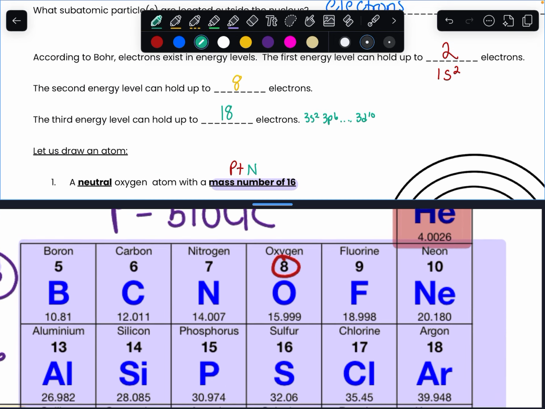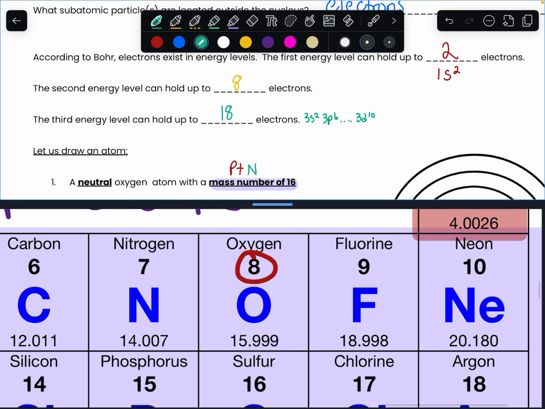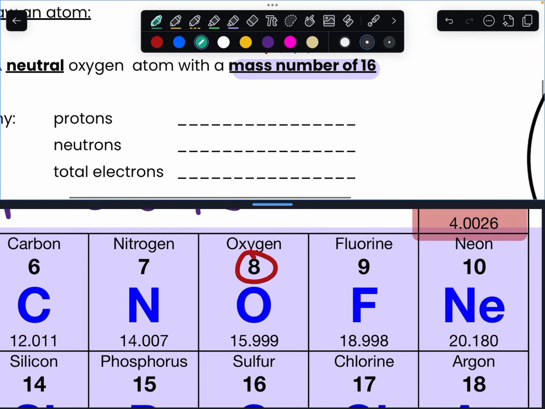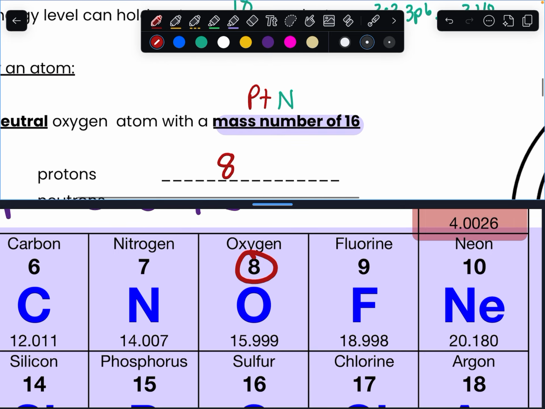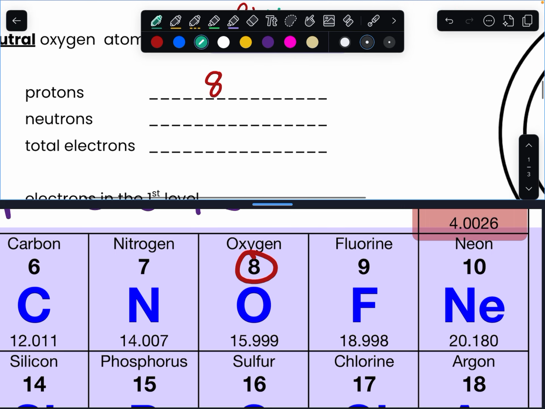So let's look up oxygen and see if we can find out how many protons it has based on its atomic number. In looking up oxygen, I see that I have 8 as my atomic number, which means that I have 8 protons. If my mass number is 16, remember, protons plus neutrons equals mass number, so the remaining 8 of my mass number would come from my neutrons. So there are 8 neutrons.